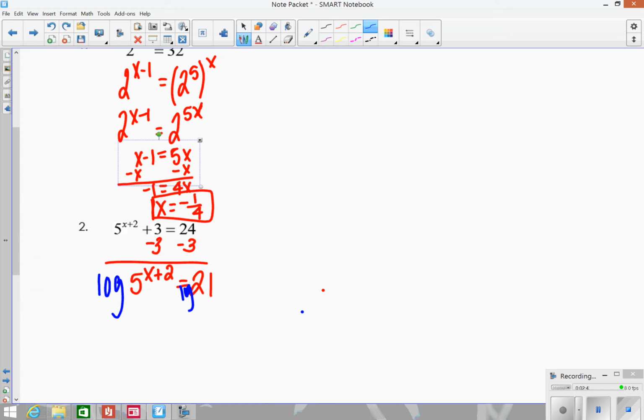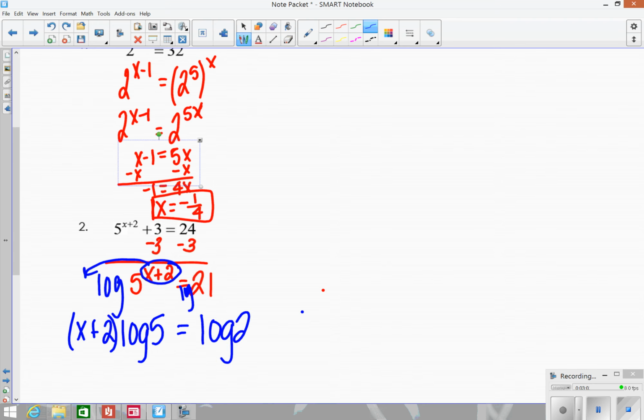So I take the log of both sides, and if you remember, one of the log properties, whenever you have an exponent, allows you to bring that out in front as a coefficient. So this ends up being x plus 2 in parentheses, because it's the entire thing, times log of 5 equals log of 21.